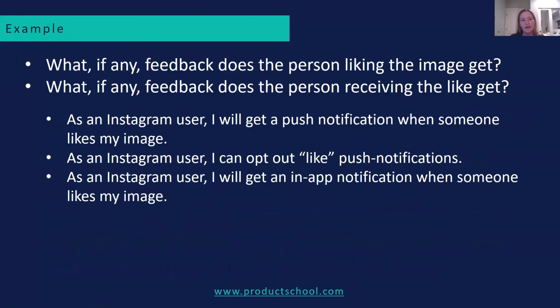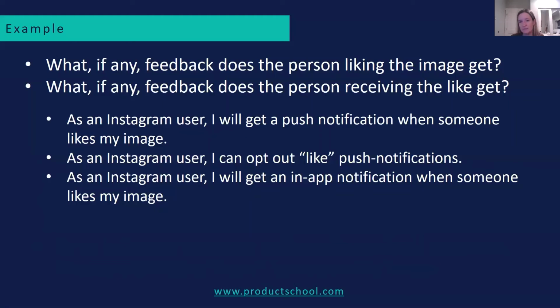All right. Then we go on to what, if any, feedback does the person liking the image get, and what feedback does the person receiving the like get? From an immediate thought process, my head goes to, as an Instagram user, I will receive a push notification when someone likes my image. As that user, I can opt out of those push notifications as well. You want to make sure that you know the situations in which they are able to say they don't want to see this feedback. And then as an Instagram user, I will get an in-app notification when someone likes my image. Seems easy. We've covered the cases.